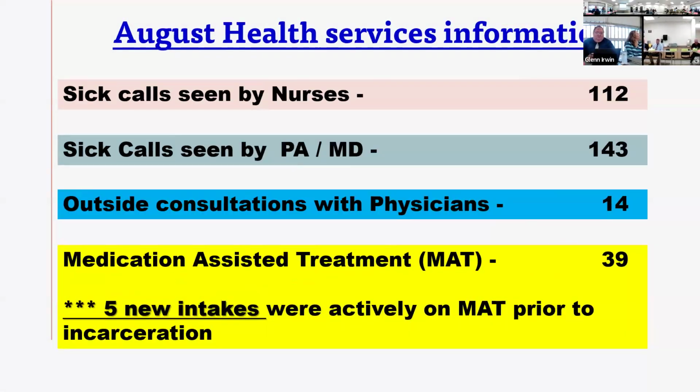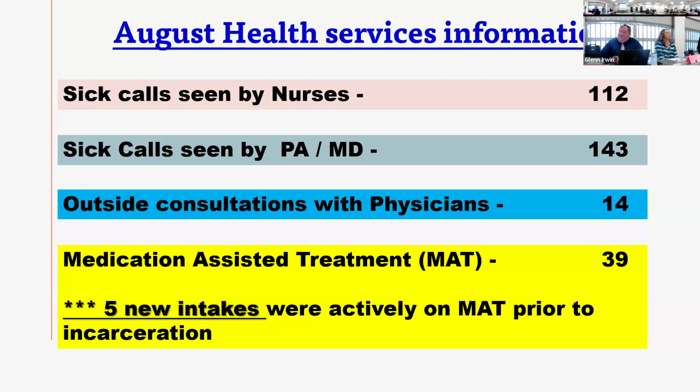Medical health services report for August. Sick calls seen by nurses was 112. Sick calls seen by the physician or the PA was 143. Outside consultations with physicians is 14. Medication-assisted treatment program, this is an all-time high for us. We had 39 individuals participating. 5 new intakes were actively on MAT prior to being incarcerated. What that means is they were in the program prior to the charges that brought them to jail, and they just continued with the program here within the facility.